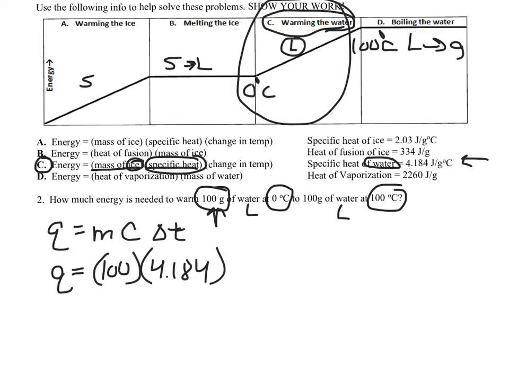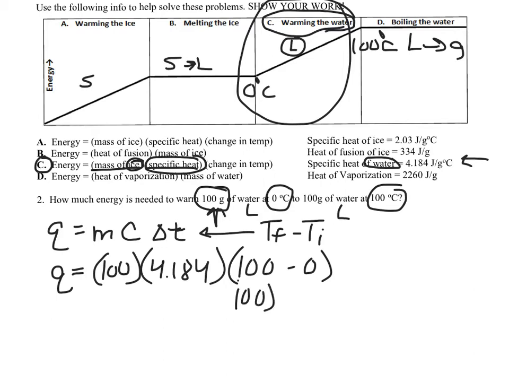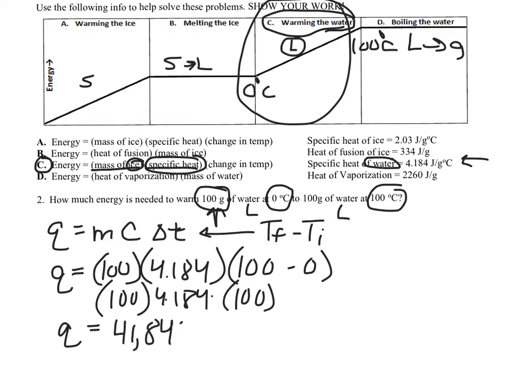And my change in temperature, as always, don't forget, is the final temperature minus the initial. So my final temperature would end up at 100 degrees, and I would start at 0, so I'll subtract 0 from there. All right, so that ends up being 100 times 4.184 times 100. When I work that out, I'm basically going to add 4 zeros, remove the decimal point 4 places. 100 times all of that equals 41,840 joules.